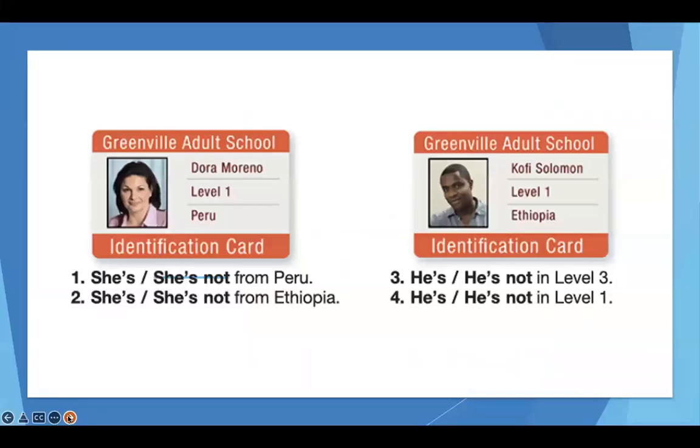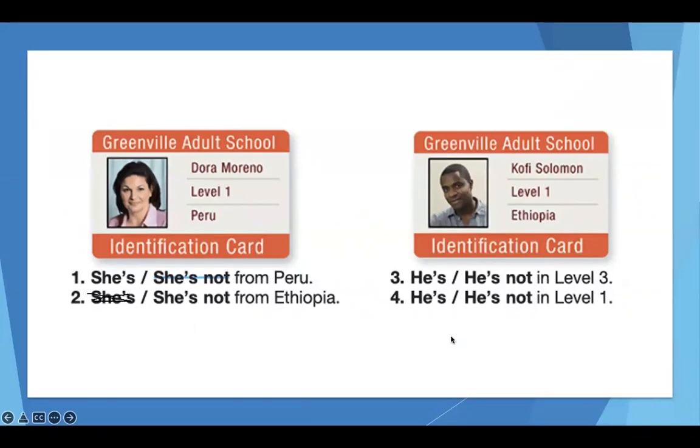All right, let's practice with these examples. So we can see from number 1, she's from Peru. So would we say she's from Ethiopia, or would we say she's not from Ethiopia? We would say she's not from Ethiopia because we already know she is from Peru.